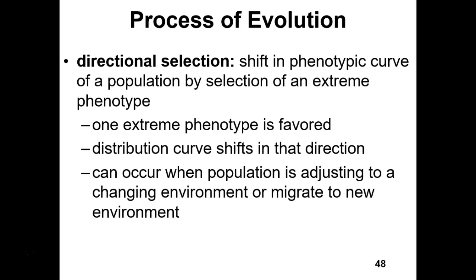Directional selection then is movement of alleles from one phenotype to a totally different phenotype. So you might go from small birds to large birds. That would be an example. And that could be because the environment has changed.